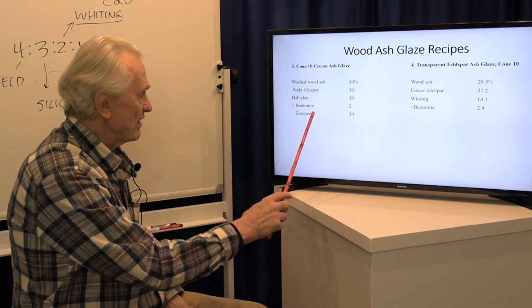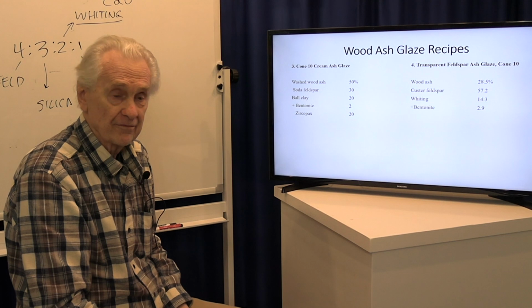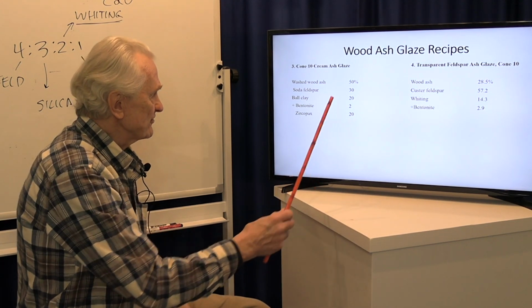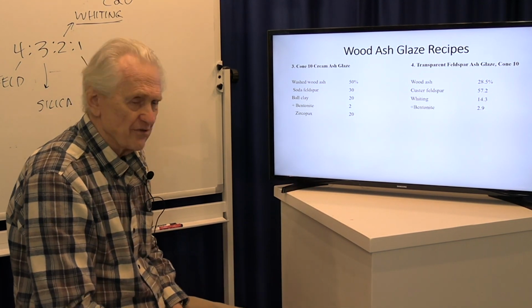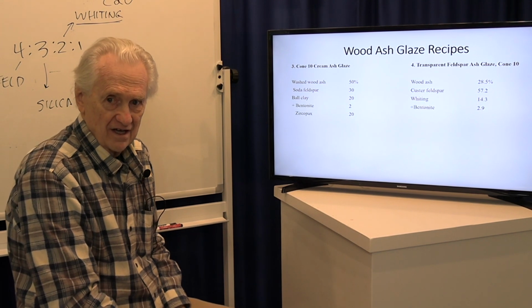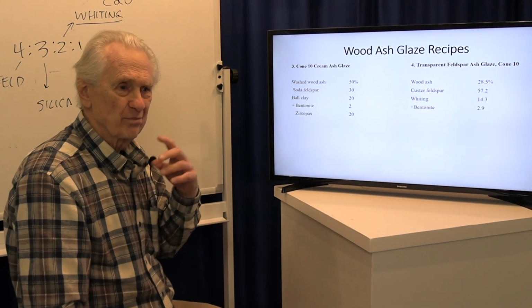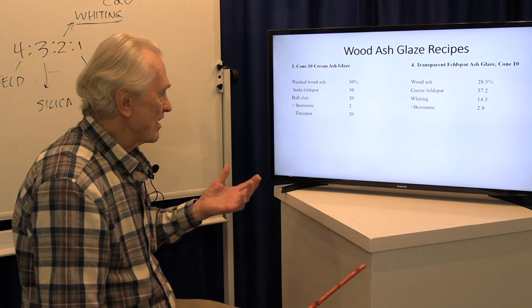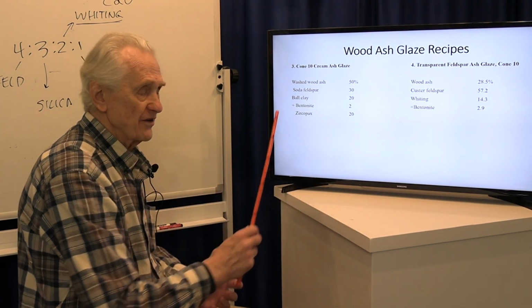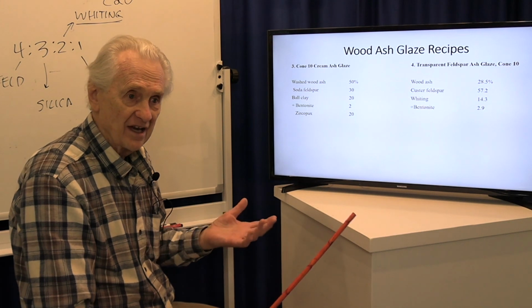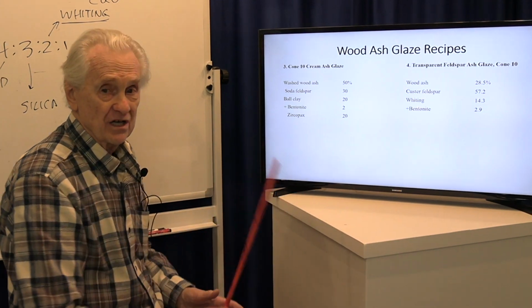Now they put in Zircopax, if you remember, that's an opacifier. And again, 20%. I would almost look at this one and say, I would start off with half of that. 10% of Zircopax, usually in most glazes, is enough to make a completely opaque white. So I'm not sure why you'd want 20. You could try it to see what you get, but I'm not sure that you need that much.